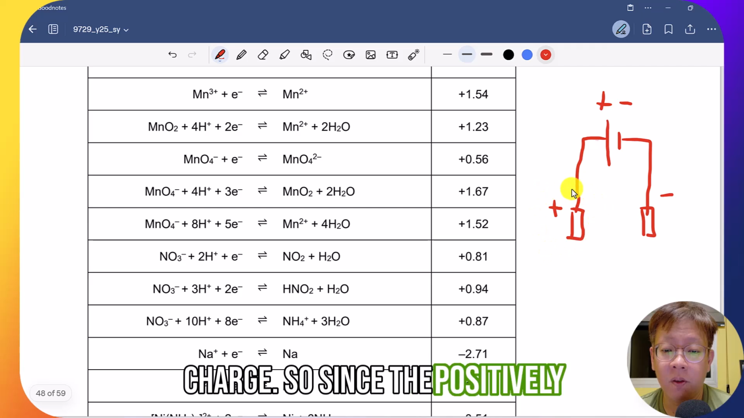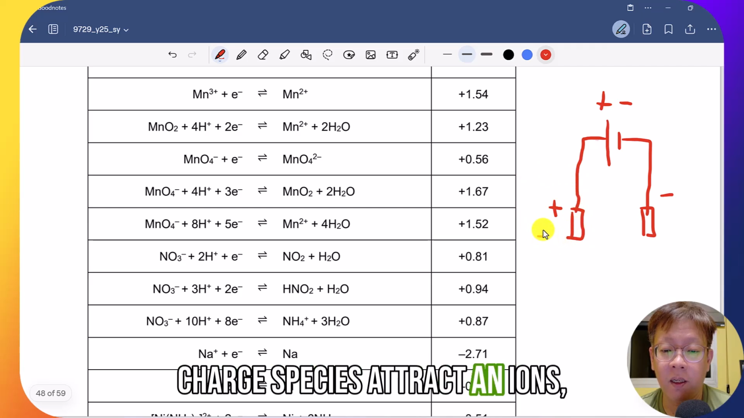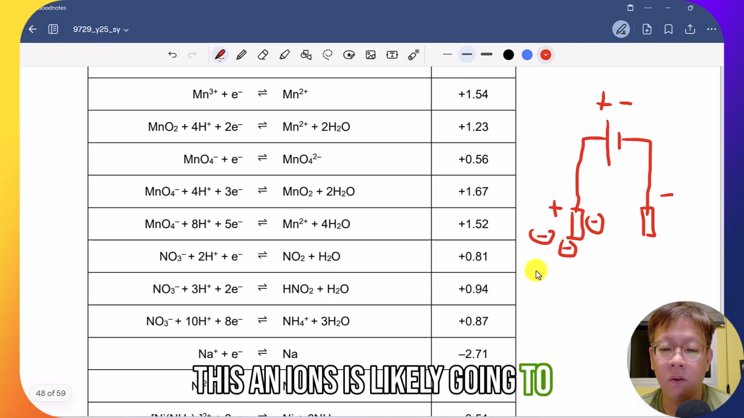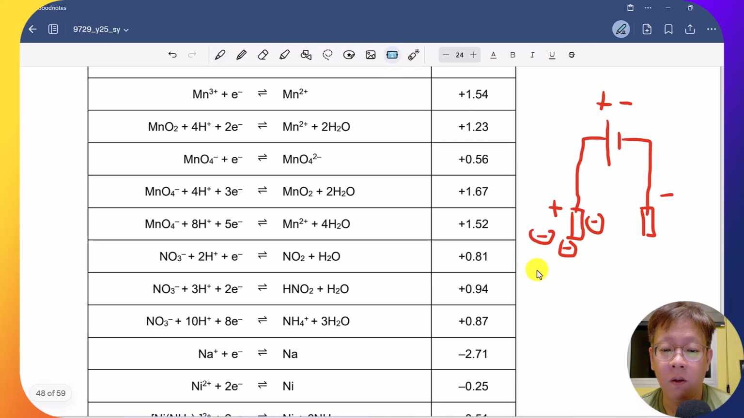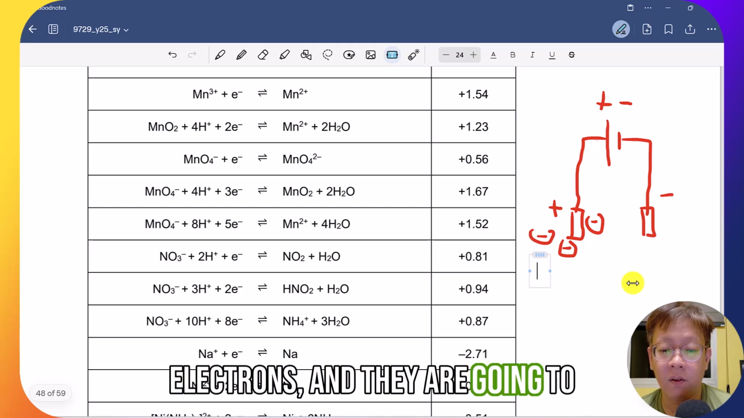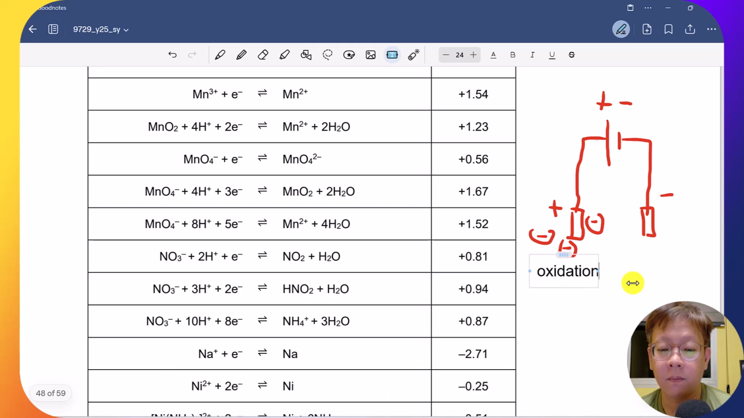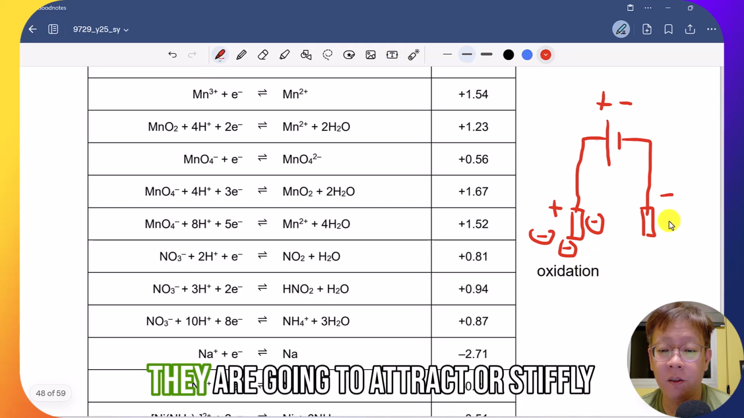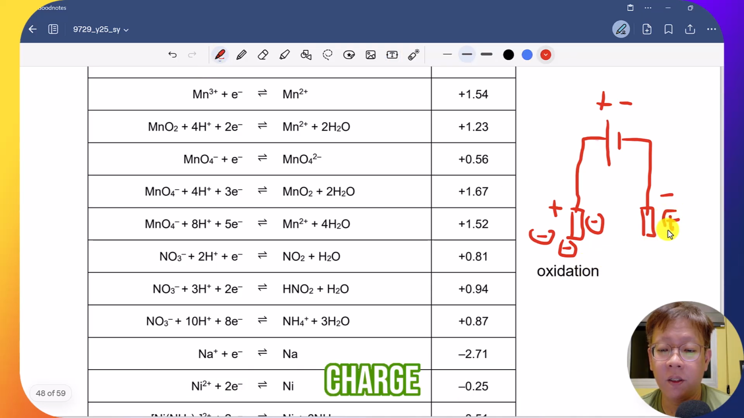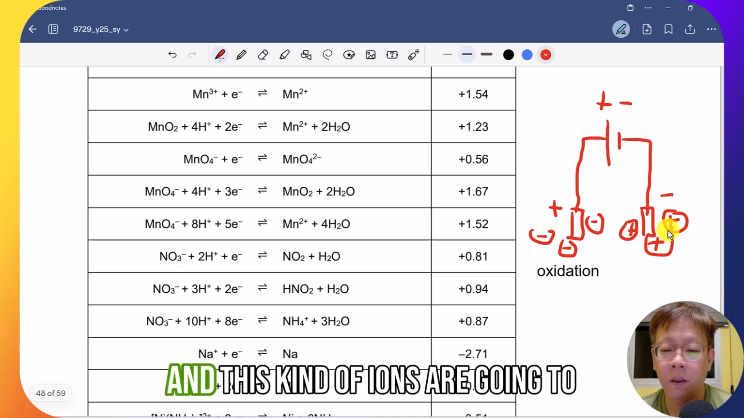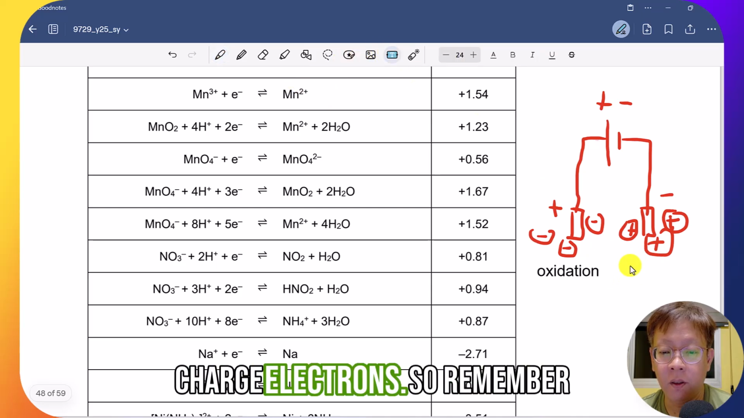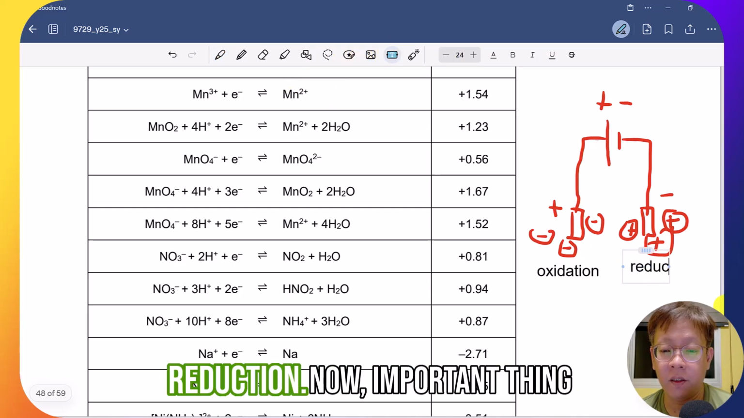So since the positively charged electrode attracts anions, these anions are likely going to lose electrons and undergo oxidation. On the other hand, the negatively charged electrode is going to attract positively charged cations. And these cations are going to gain electrons from your negatively charged electrode. So remember, gaining of electrons is reduction.